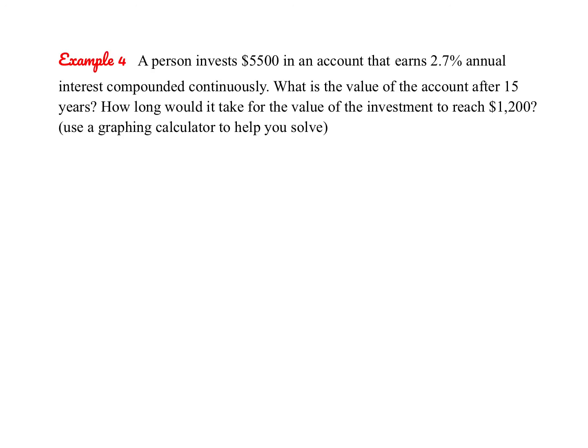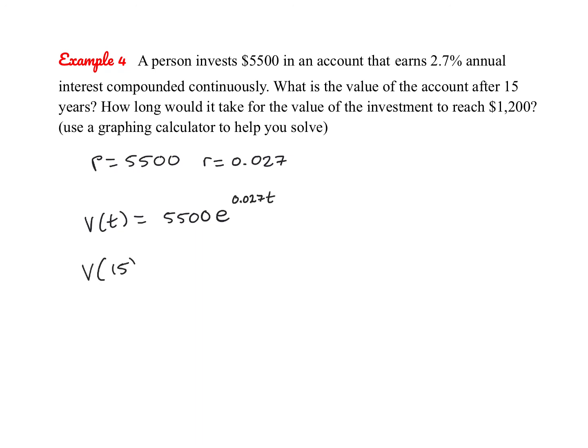So here it says a person invests $5,500 in an account that earns 2.7% annual interest compounded continuously. What is the value of the account after 15 years, and how long would it take for it to reach $12,000? So we know that the principal is $5,500. The interest rate as a decimal is 0.027. And so we can make our model. So 5,500 times e to the power of 0.027t.